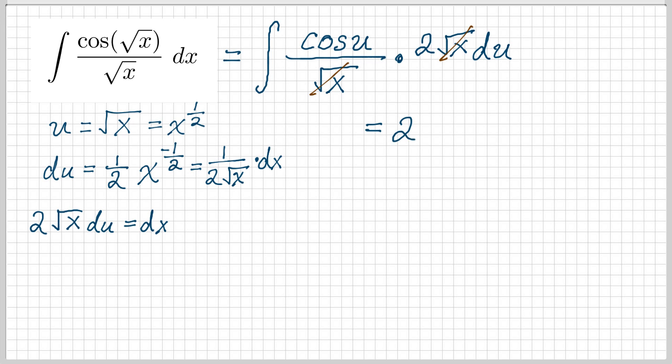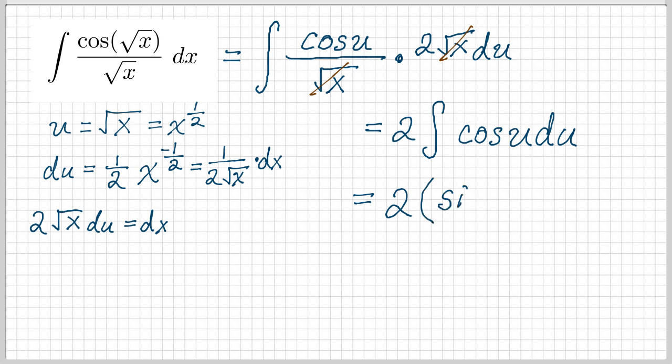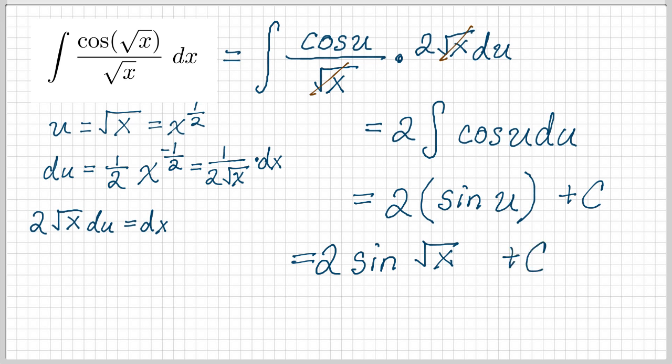But now this is 2 times the integral of cosine u du, and the integral of cosine is positive sine of u, and I'll throw a plus c in there. And now u is an auxiliary variable, and I don't want to have an auxiliary variable in my answer, so this is just 2 sine of what u equals, which is root x, plus c. So that's our final answer.